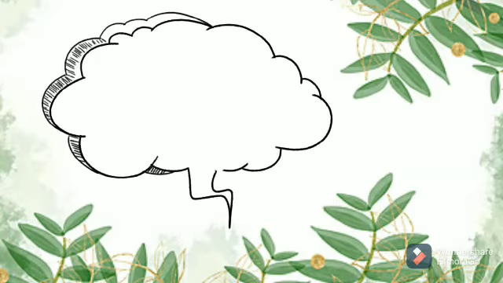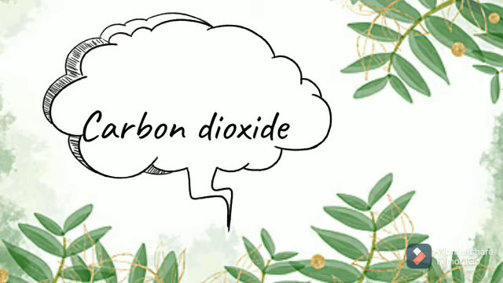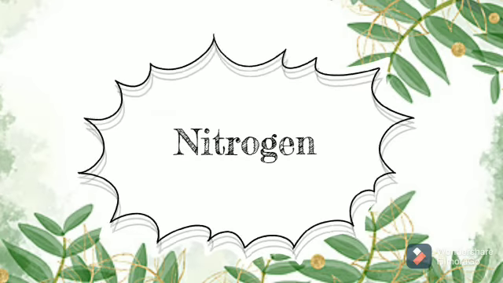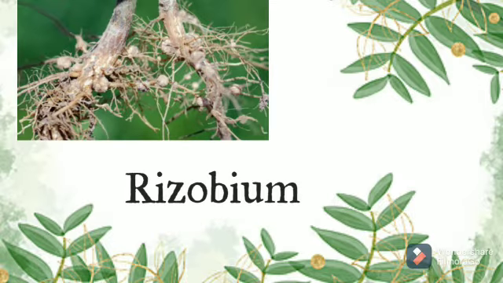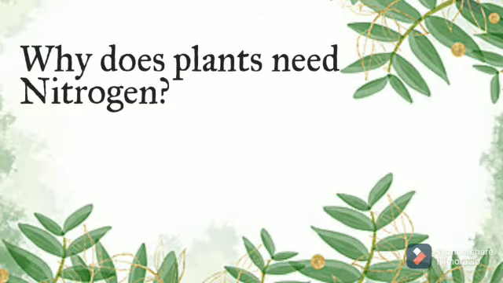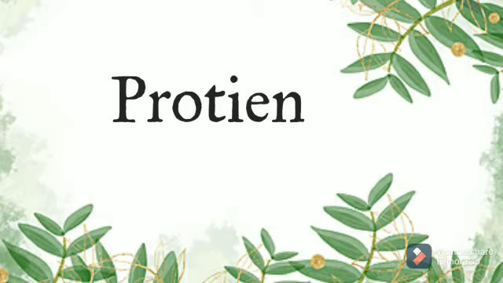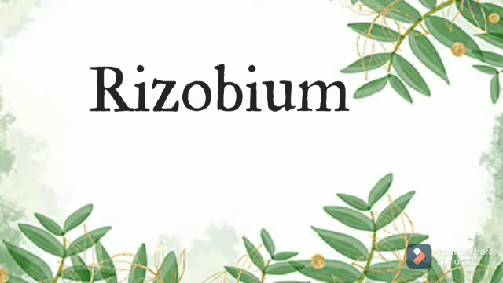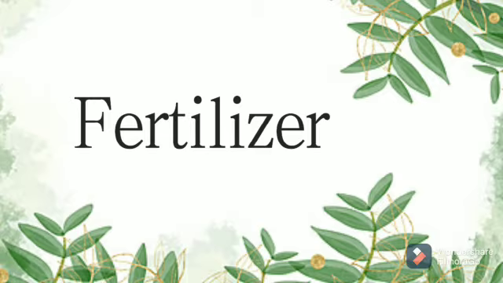As I told you, carbon dioxide is important for plants, and nitrogen is also important for plants, but it is not in the form which plants need. So there is a bacteria, rhizobium, which helps plants in converting nitrogen into the form which plants need. But why do plants need nitrogen? Yes, because it contains protein, and protein is important for plants to grow. But in some places the plants don't have the bacteria rhizobium. So the farmers put fertilizer which contains protein.